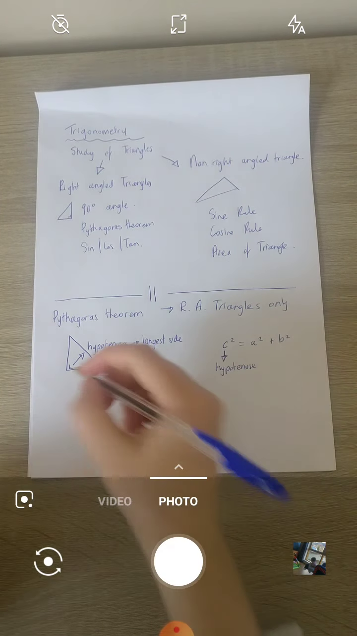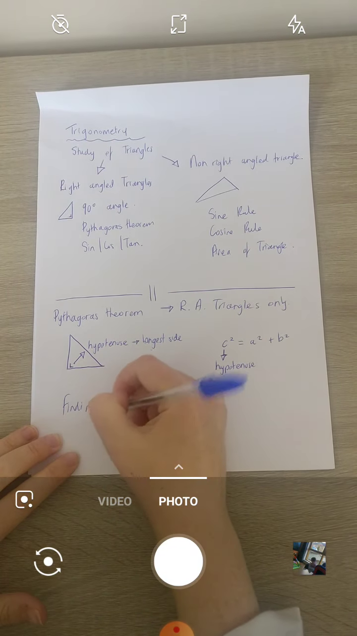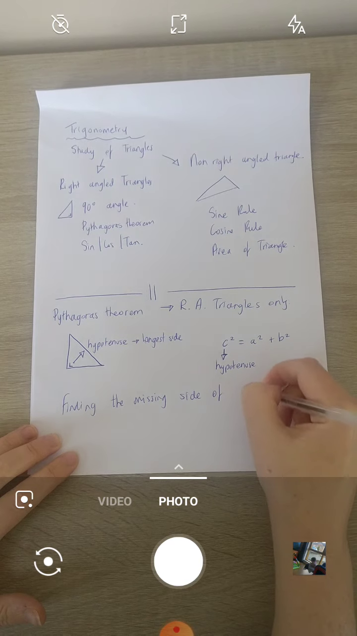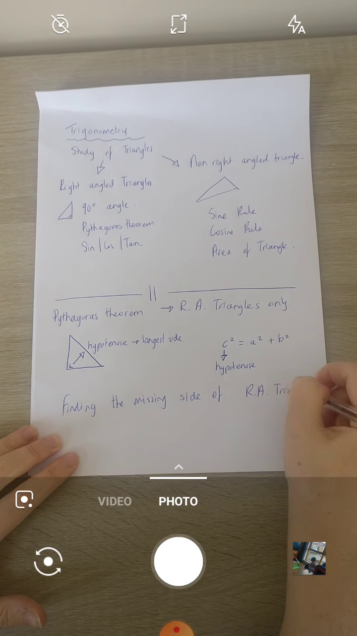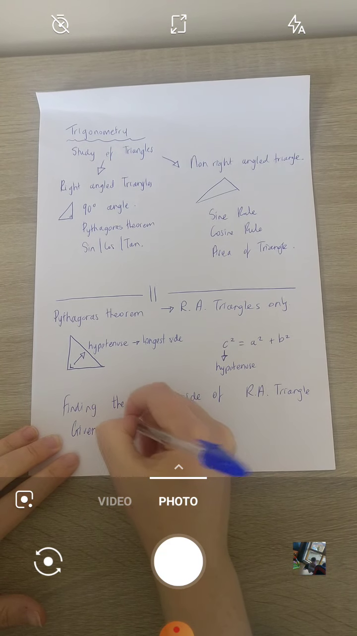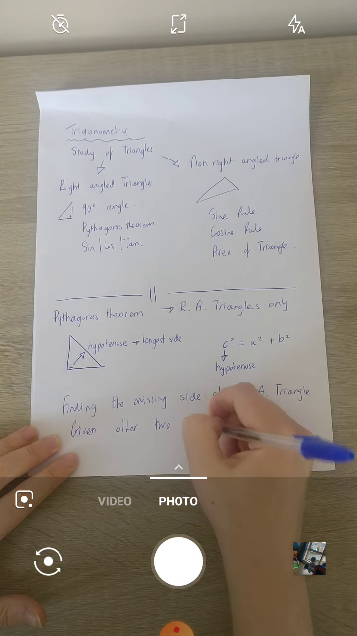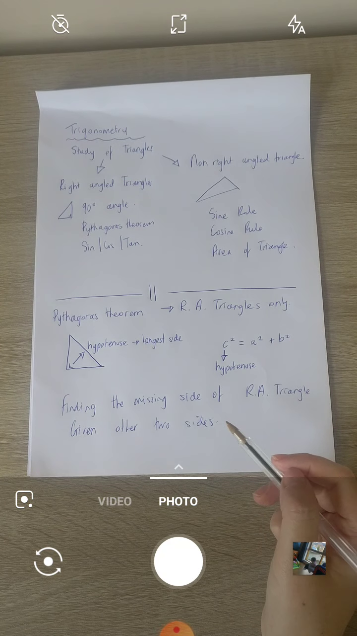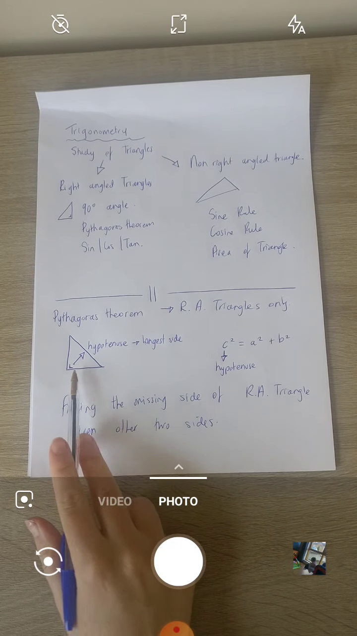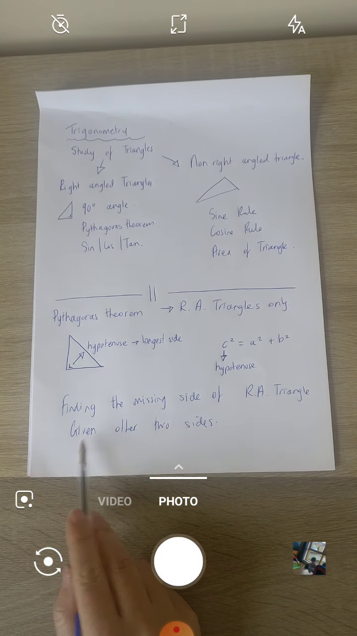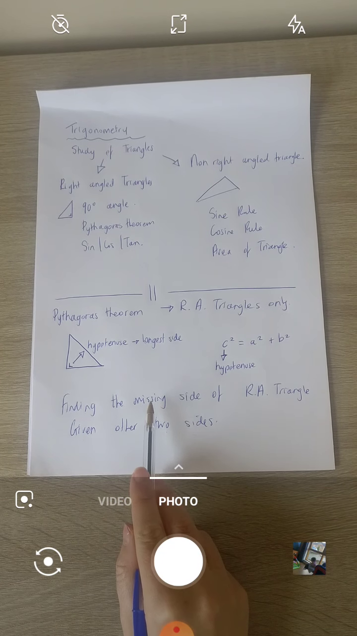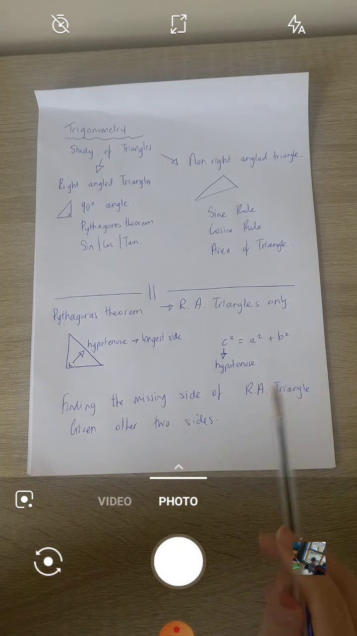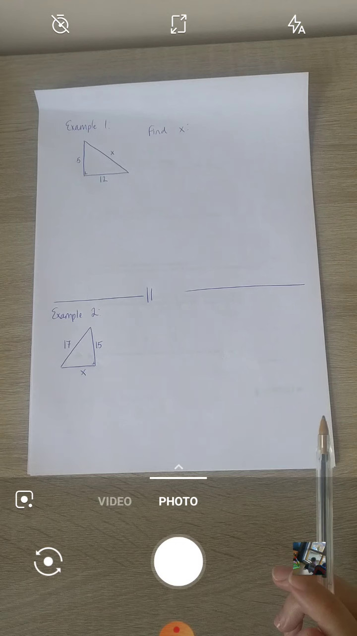So what we're looking at here is finding the missing side of a right angle triangle, and you're going to be given the other two sides. So you're not always going to be trying to find the hypotenuse. You might have to manipulate the formula a little bit, but the objective here is that you have a right angle triangle, you're given the length of two sides, and you're trying to find the third missing side, and you're going to use Pythagoras to do that. Okay, so we'll go on and do some examples.